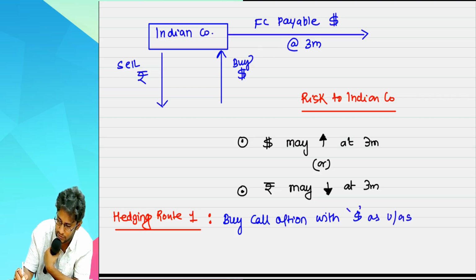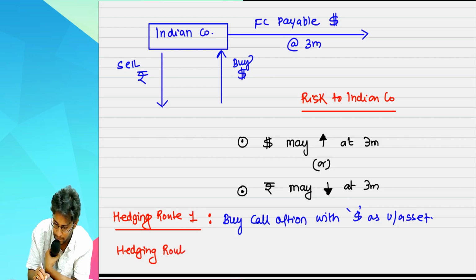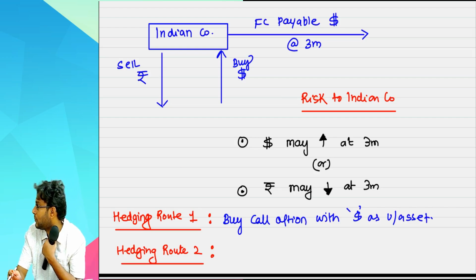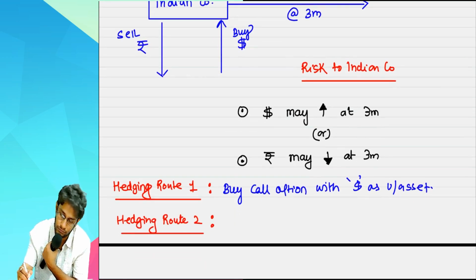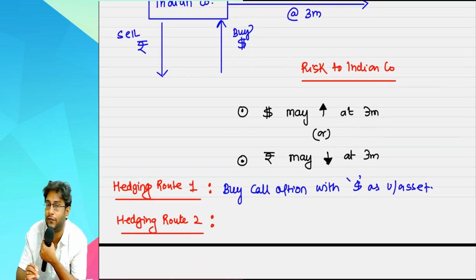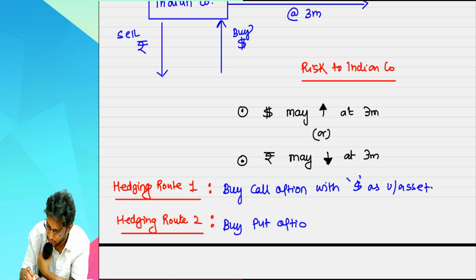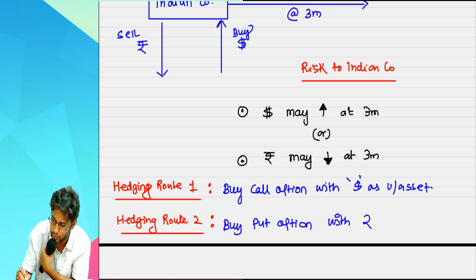with the dollar as underlying asset, or the rupee may fall. In a falling market, if you have to gain, you should buy a put option. In a rising market you have to buy a call option, in a falling market you have to buy a put. Buy a put option with rupee as underlying asset.